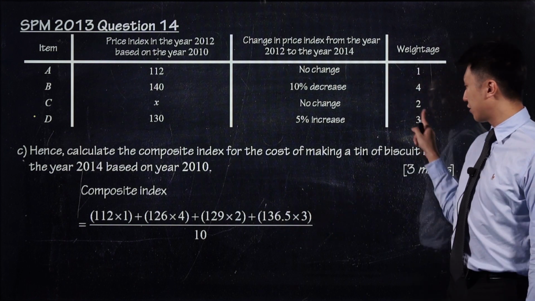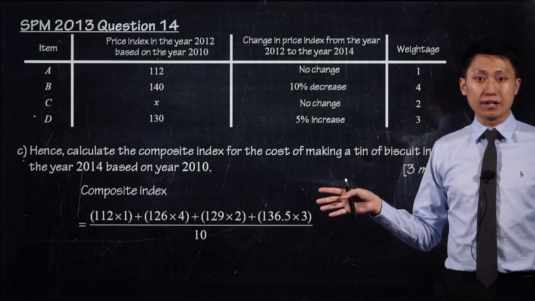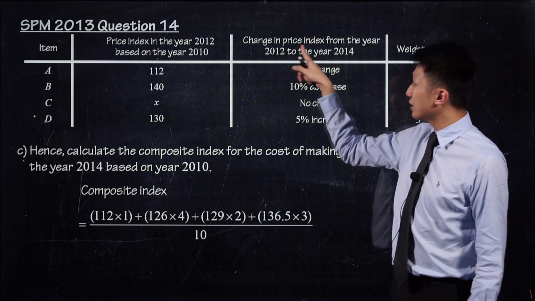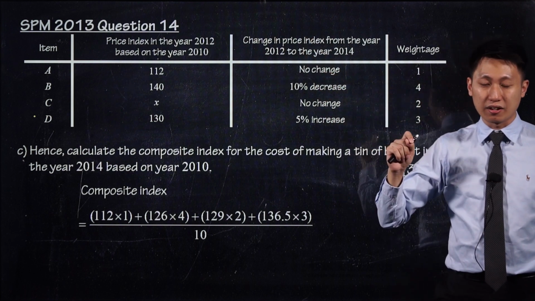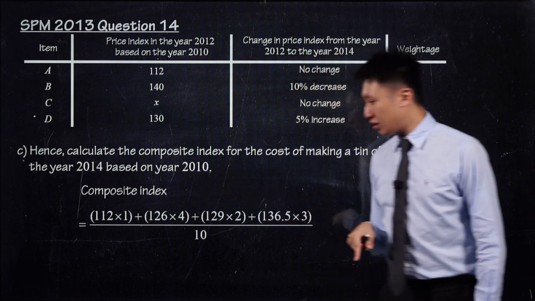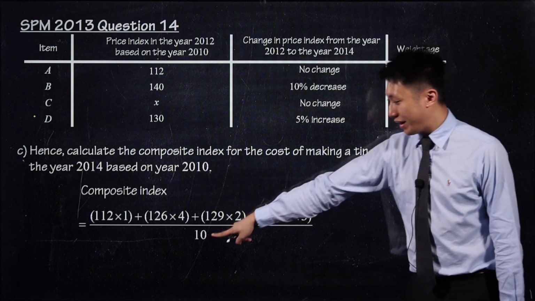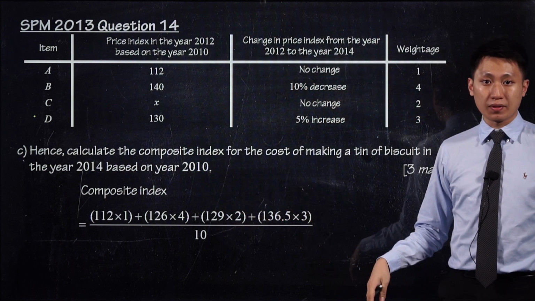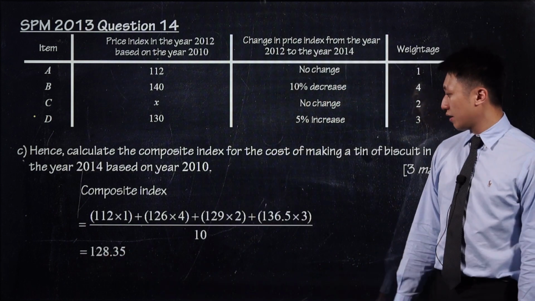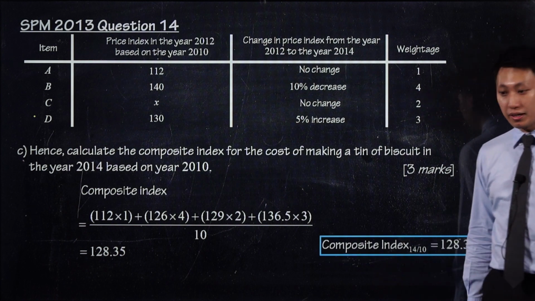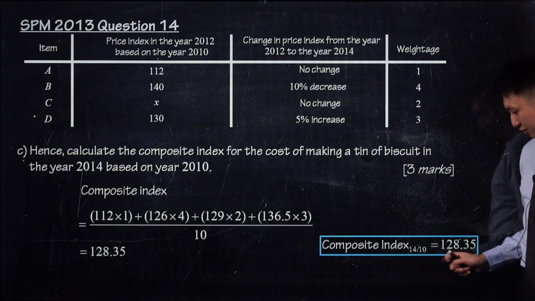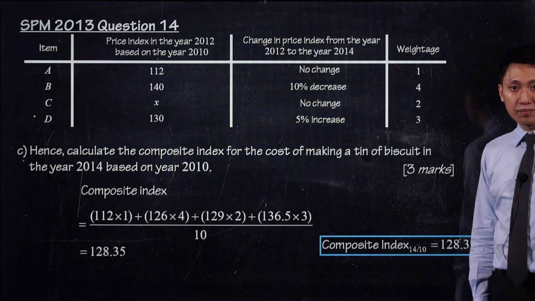Okay, then multiply by 3, the weightage. The weightage won't change, right? Okay, it's only the price that is changing. Okay, the price or the change of the price index is changing. Okay, hence you can say that the 2014 based in 2010 is this one. Okay, the weightage remain unchanged. Okay, then right, so it's 128.35 after calculation, and then we can make a conclusion here. I14/10 is 128.35.